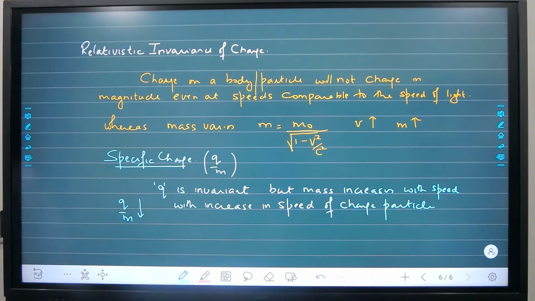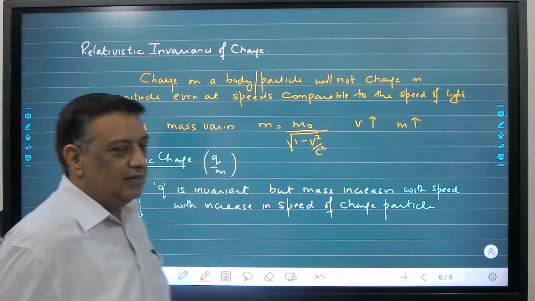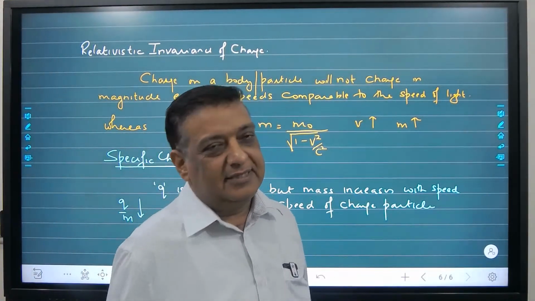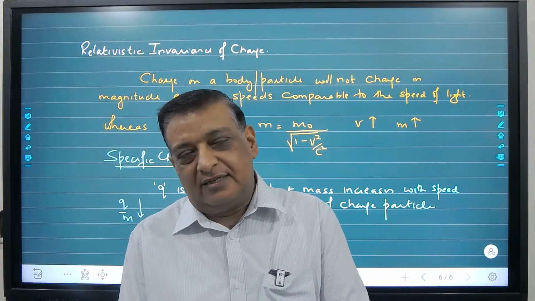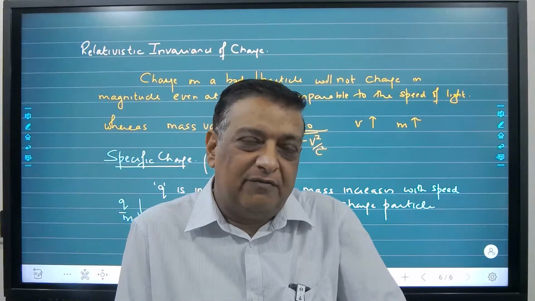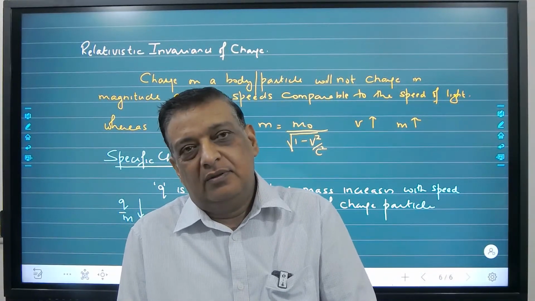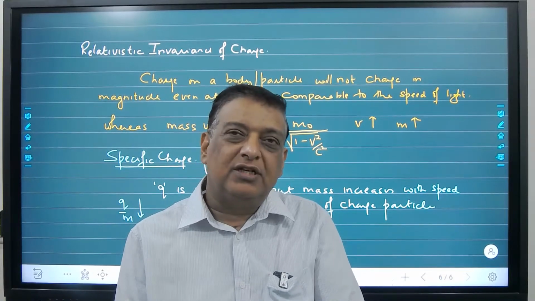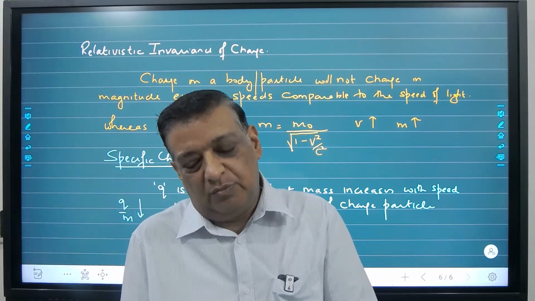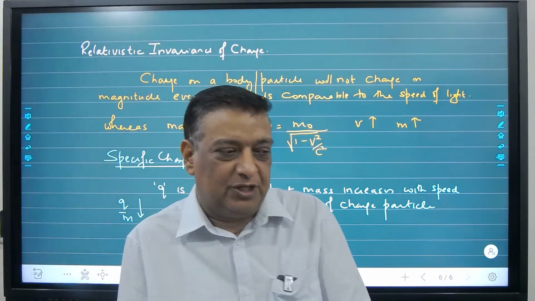So that's the third property. First was like charges repel, unlike charges attract. Second is quantization of charge. Charge is a discrete physical quantity, it cannot have continuous values. Third property is invariance of charge. Fourth is what is mentioned in the board syllabus, conservation of charge.